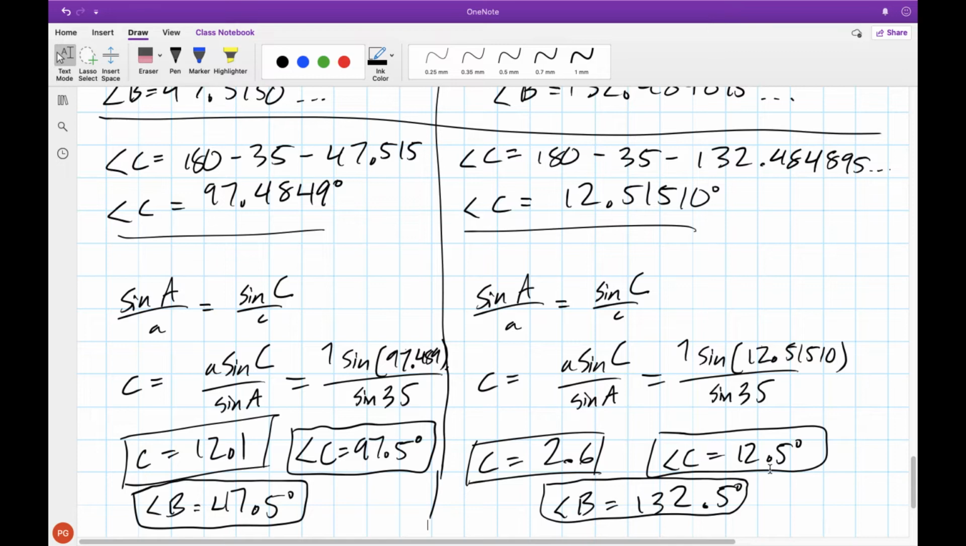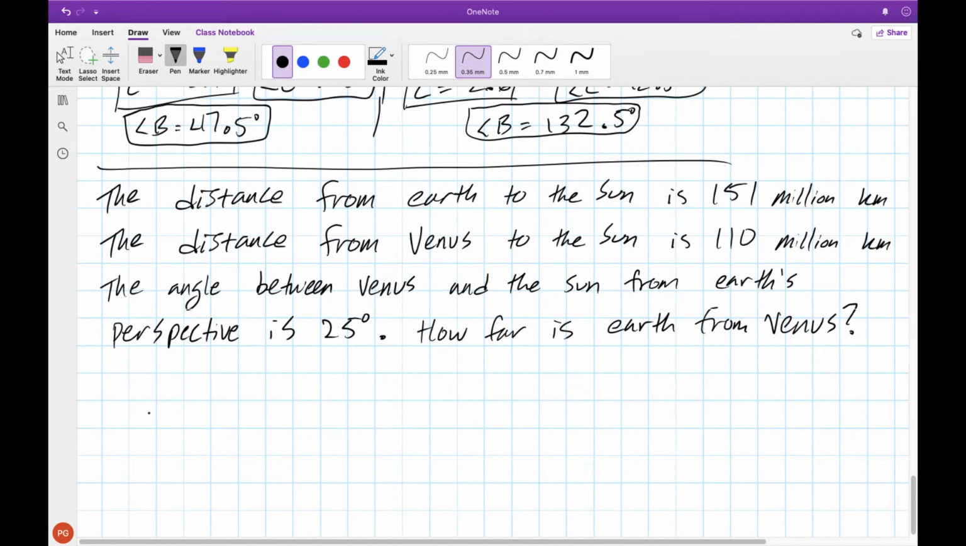And one of the places where this ambiguous case comes up a lot is in astronomy. Here's a problem that uses this ambiguous case. We're told the distance from Earth and Venus to the Sun, and imagine we were making an observation from Earth that told us the angle between Venus and the Sun is 25 degrees. And we want to know how far Earth is from Venus. Let's say we were doing some astronomy calculations that needed to find this distance.